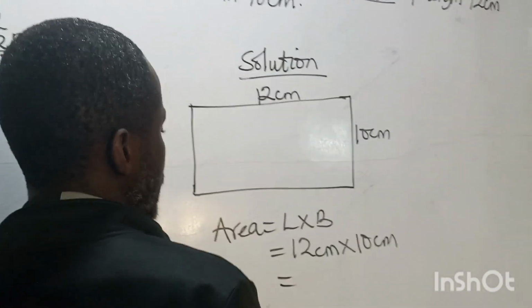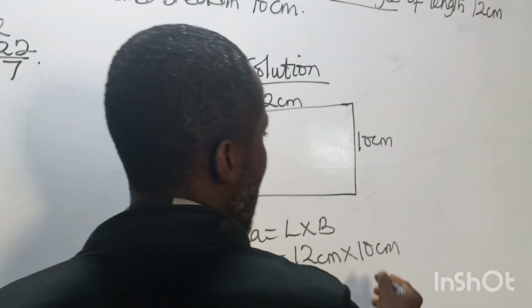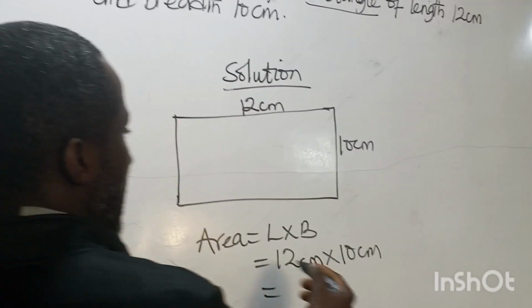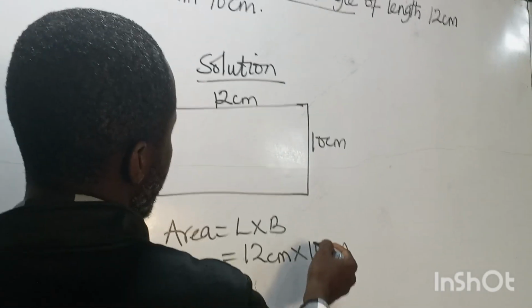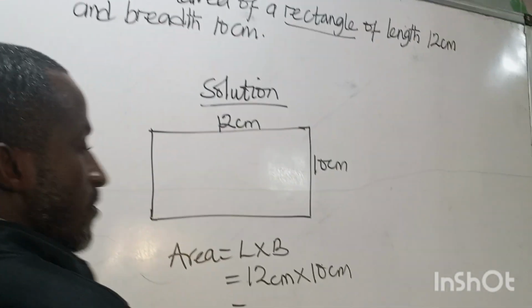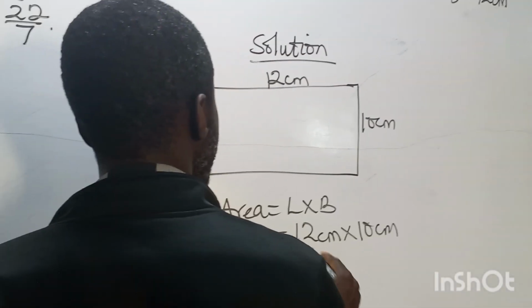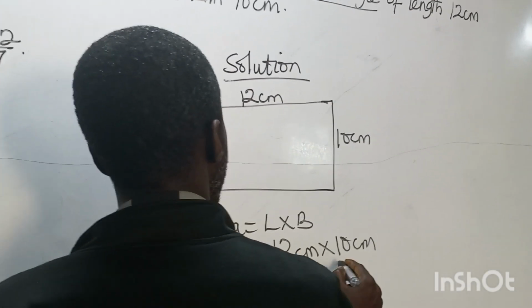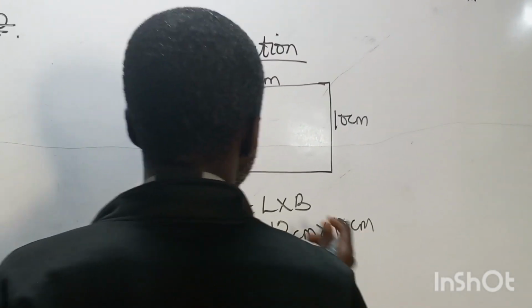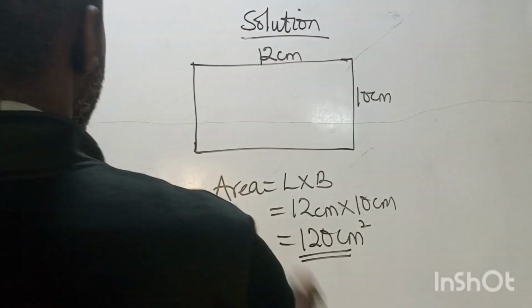12 times 10, I've told you before that to multiply by 10 or by 100 is very simple. Just take this 0, add it to this 12, it becomes 120 centimeter squared.